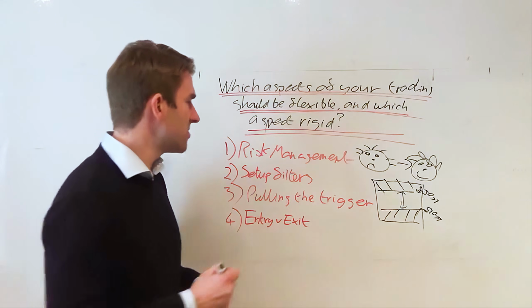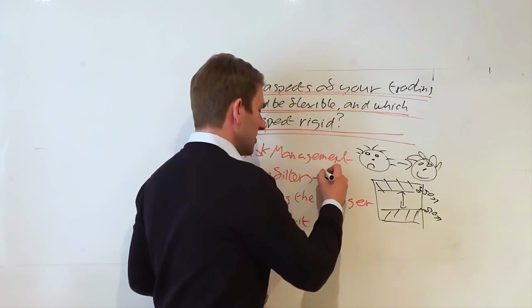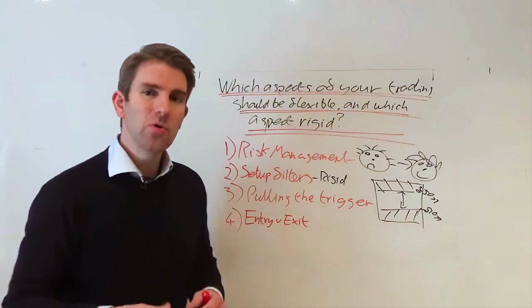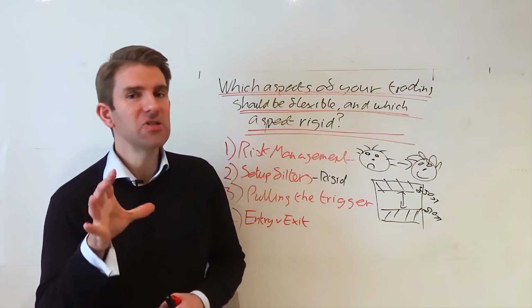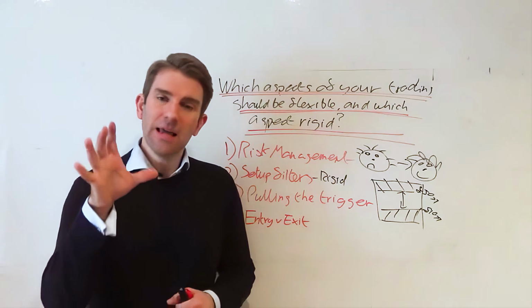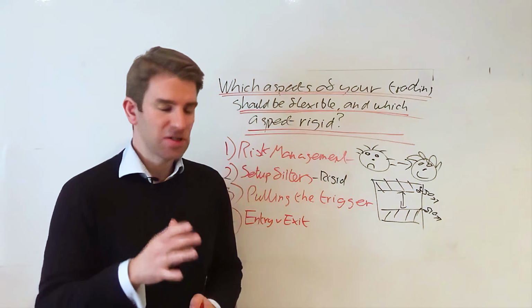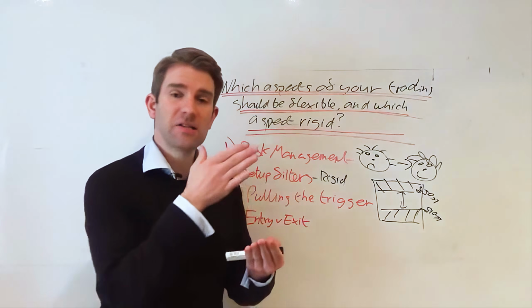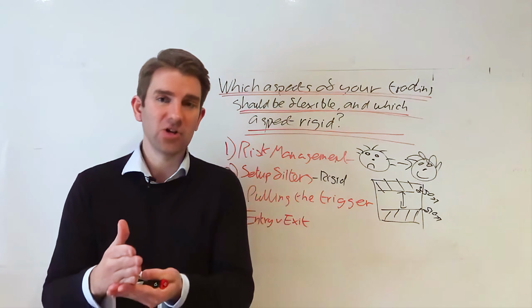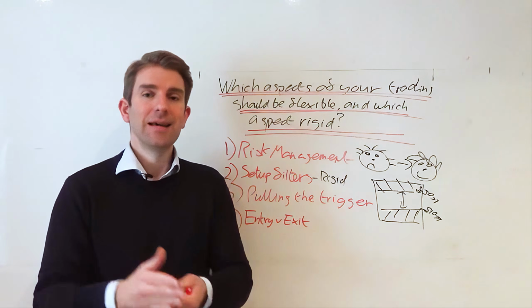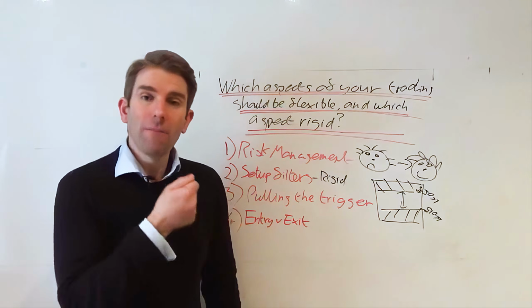Next thing is setup filters. This needs to be rigid. We need to be solid about how you are taking a trade. Now, that might seem counterintuitive at first, but if you're not strict with how you're setting up the trade, and what I mean by filters is, hey, I need to see this, this, and this before I potentially pull the trigger. The point is, if you're flexible in these, then you can't measure it.